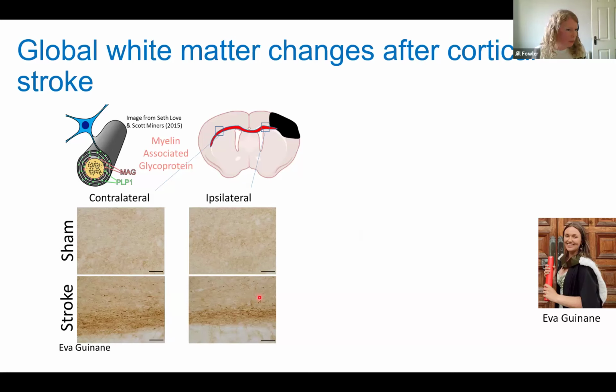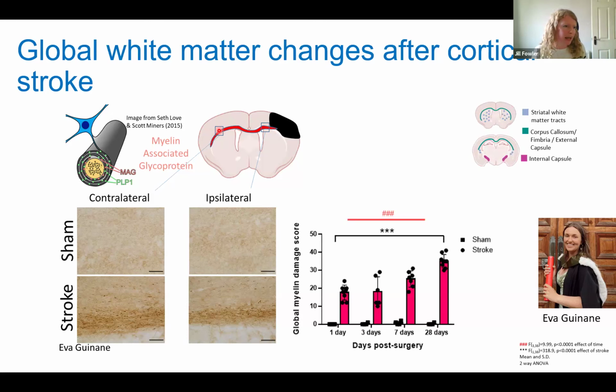So here we can see what we call MAG accumulation. So it's accumulations of myelin debris, which were really extending right into the contralateral corpus callosum and external capsule. So they extend really quite far away from where the primary lesion is. And again, we've quantified this by trying to build a global myelin damage score by assessing damage to the white matter tracts in multiple different anatomical areas. So we can see that this is slowly evolving and likely due to the process of Wallerian degeneration.